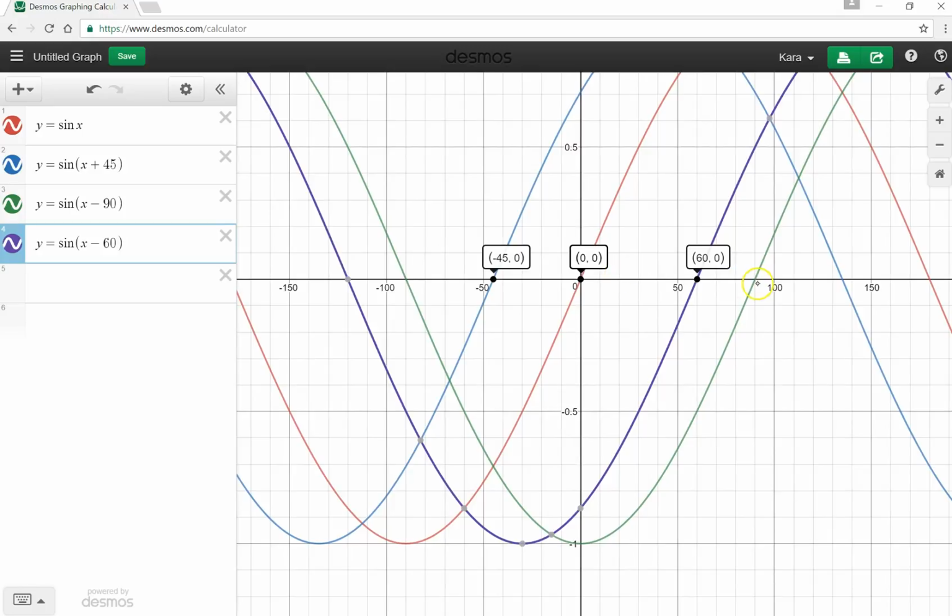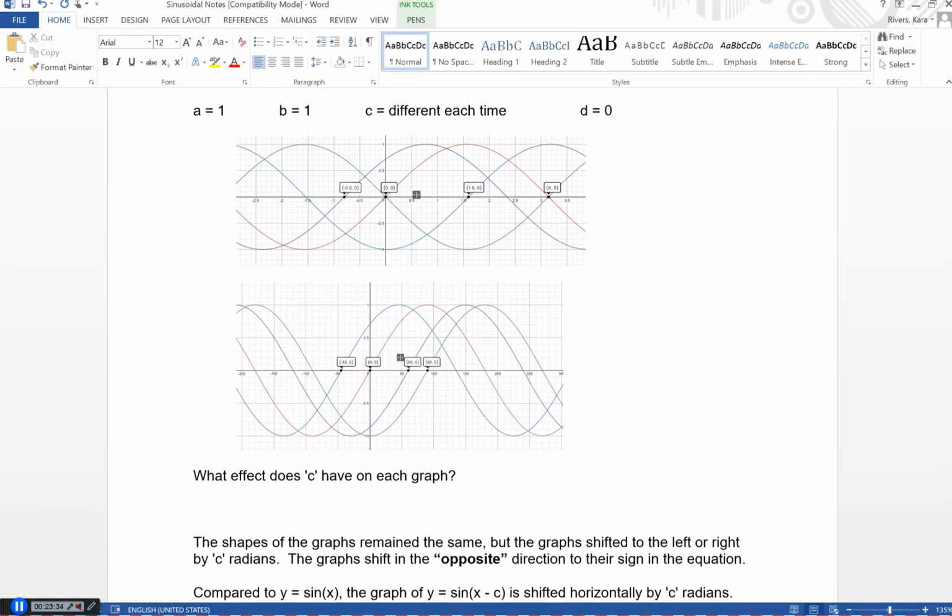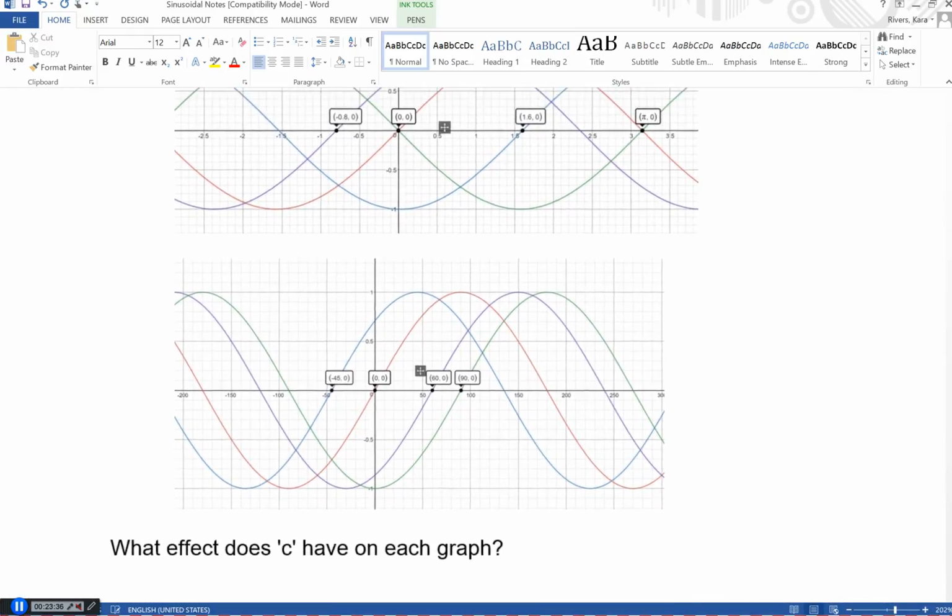Where's my green one here? 90 degrees. There we go. So we can see that for all of those, nothing has changed except for the left or right shift. All right, let's draw that in our notes and then summarize our findings for both our degrees and our radians, which actually are the same, which was what we had hoped for. All right, so I have those in my notes. I hope you have those in your notes too.